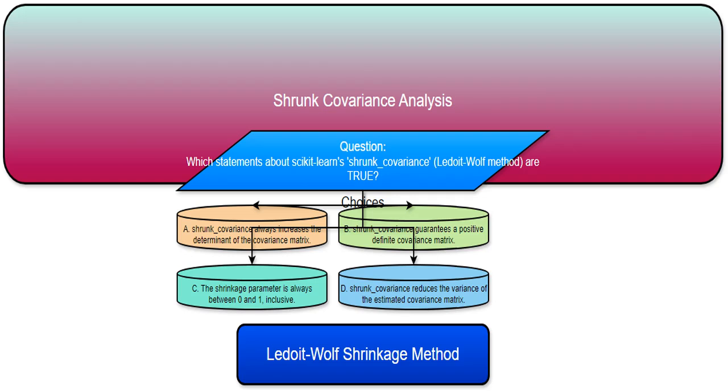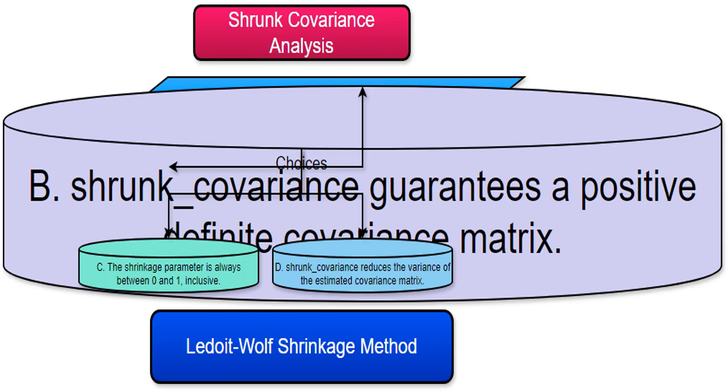This question tests your understanding of the Ledoit-Wolf shrinkage method in scikit-learn's shrunk_covariance function. We're checking if you understand how it impacts the covariance matrix. We need to carefully consider each statement's accuracy. This statement is absolutely true. The magic of Ledoit-Wolf is that it always produces a positive definite covariance matrix. This is super important because it means the matrix is well behaved in various statistical calculations. A positive definite matrix ensures that the results are valid and meaningful.